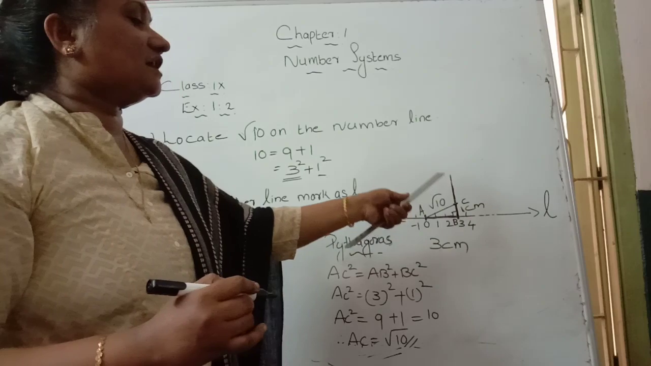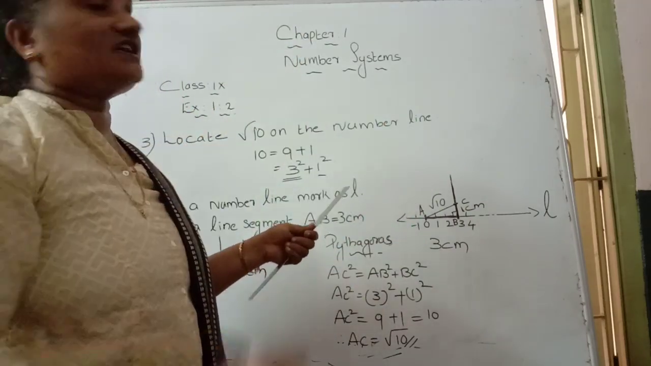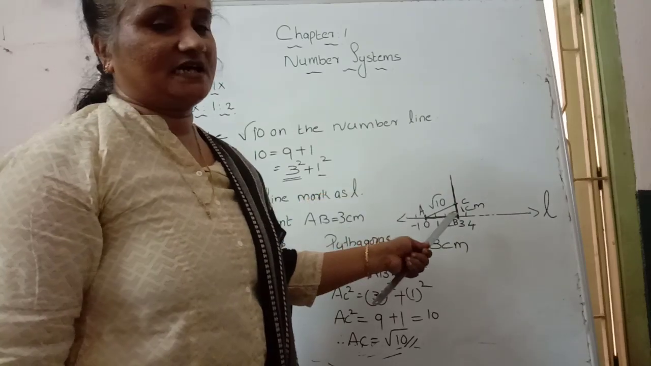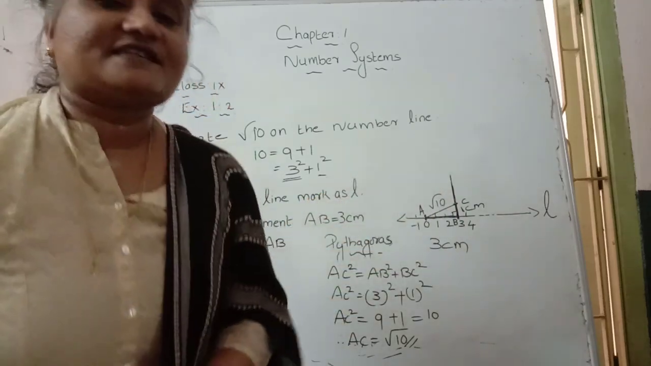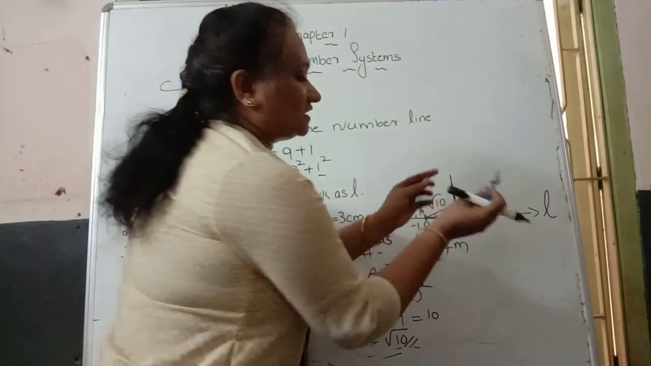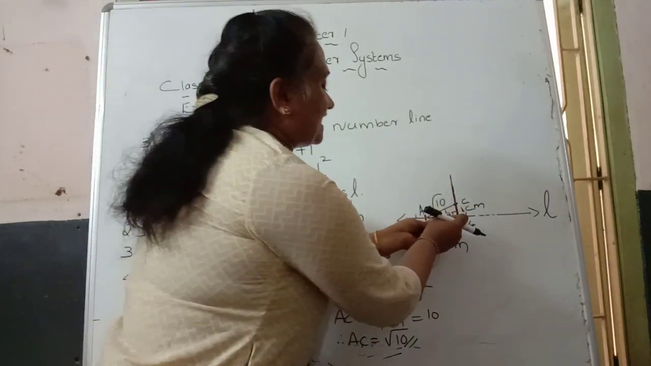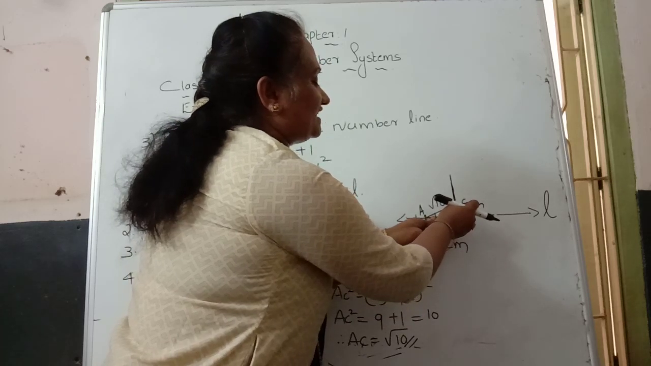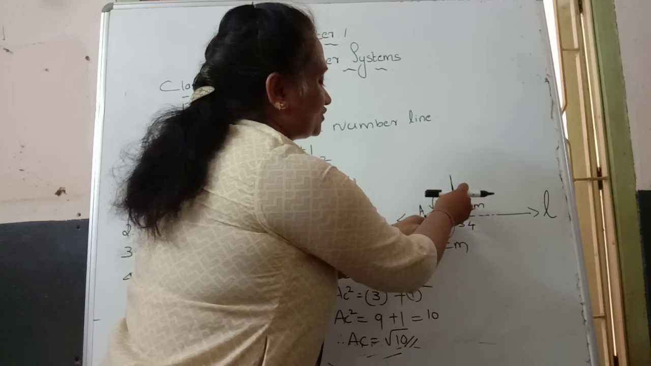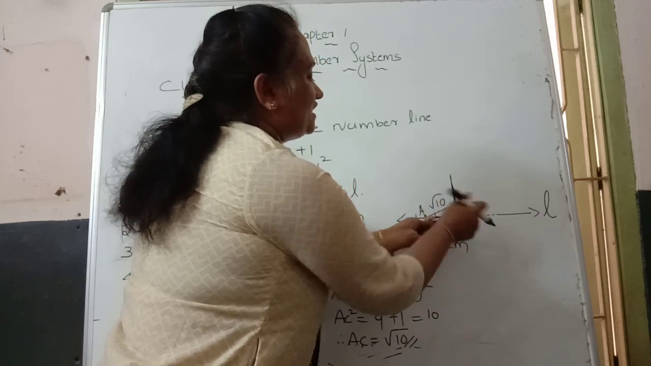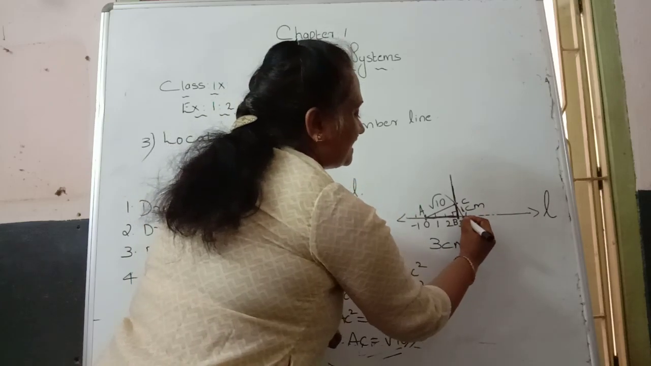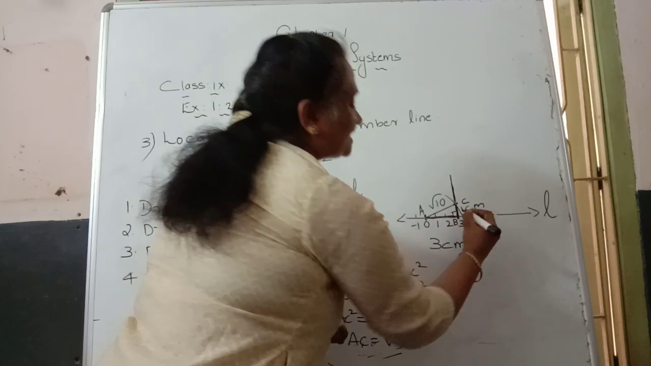So root 10 is now outside of the number line. Our question is to locate root 10 on the number line. How to locate that? That time we use a compass. Using the sharp end of the compass, with A as center, take the A to C distance. Through C, draw an arc like this. This arc cuts our line L, and at the cutting point you mark the alphabet P.